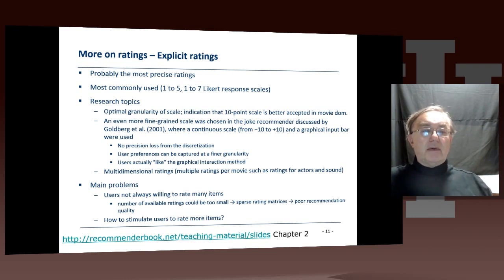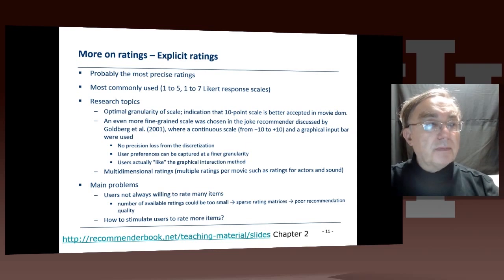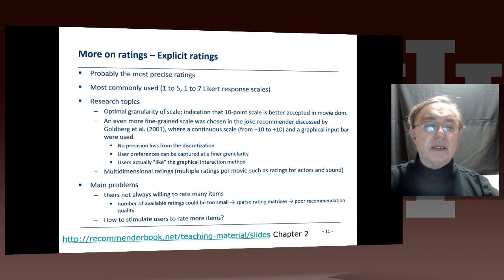When you go in there and read the book, when you look at, I don't know, Amazon, many books have thousands or tens of thousands of ratings, and those tend to be rated on a scale from 1 to 5, which is very common. 1 to 7 is also common. These are so-called Likert responses. They go from bad to excellent in various gradations.